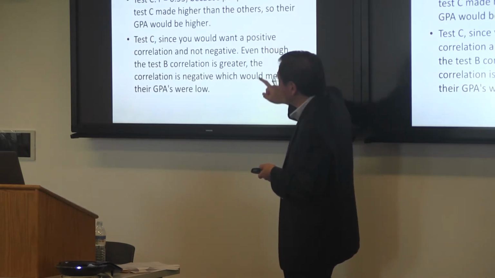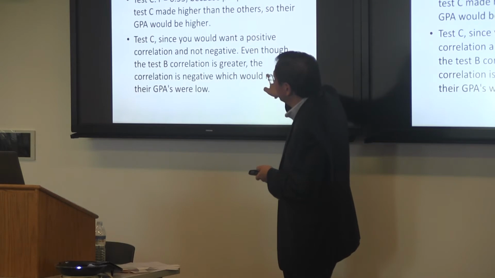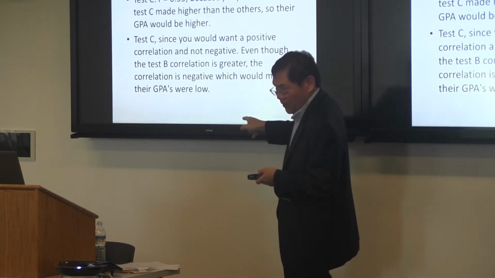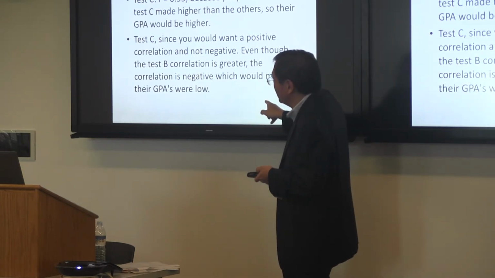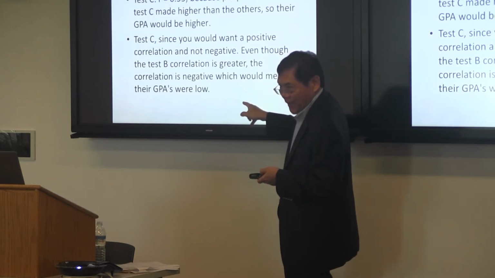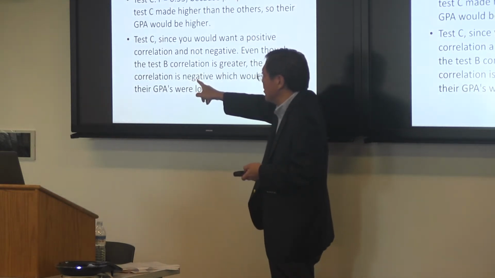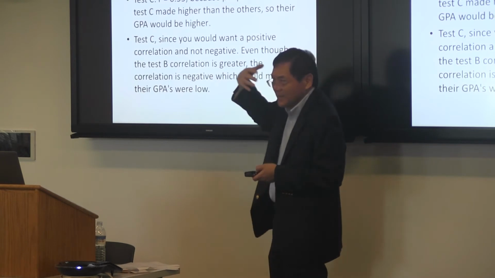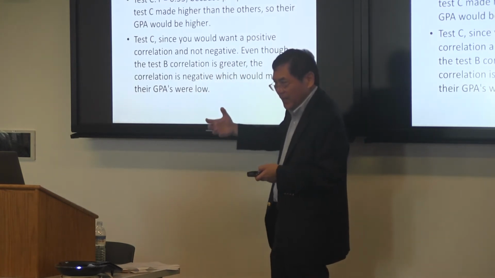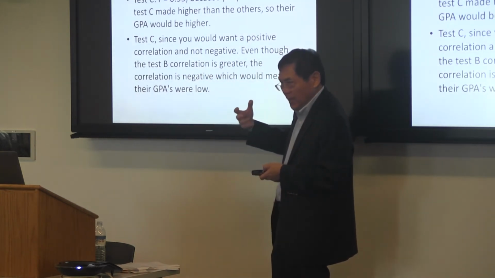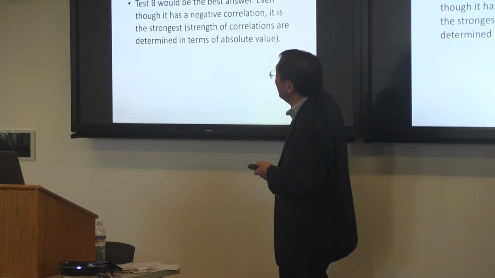at battling these misconceptions. This one is really interesting. Test C, since you'd want a positive correlation, not negative, even though test B correlation is greater, the correlation is negative, which would mean their GPAs were low. Okay, now this person almost gets it. Right, so they understand that correlation B is the strongest one, but they don't quite have that understanding. And this is kind of the nuance that you can get with this probe for understanding.